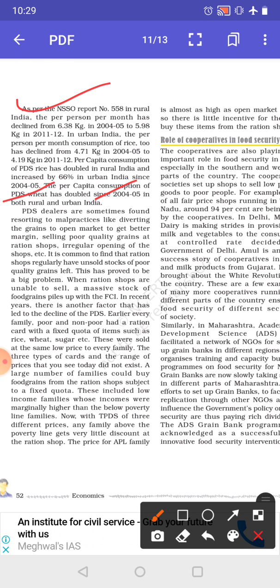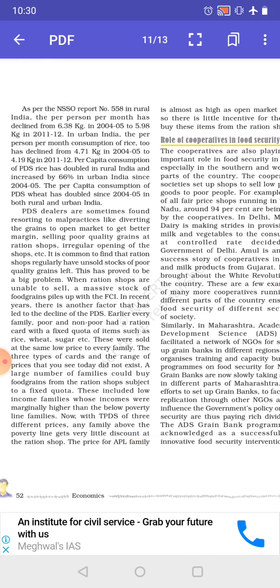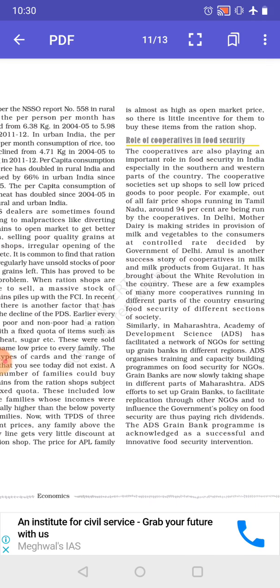So the range of prices that you see today did not exist. A large number of families could buy the food grains from the ration card. Only a few families could get the advantages of the fixed quota or the prices that are being mentioned, and these include the low income families whose incomes were very little, and those whose incomes were marginally higher than the BPL families, they do not get any such advantage. And with the introduction of the targeted public distribution system of three different prices, now any family who is above the poverty line gets very little amount of discount at the ration shops, and the prices for the above poverty line family are almost equal to the market prices.